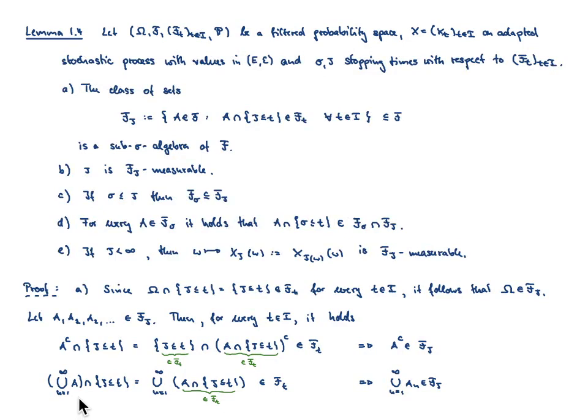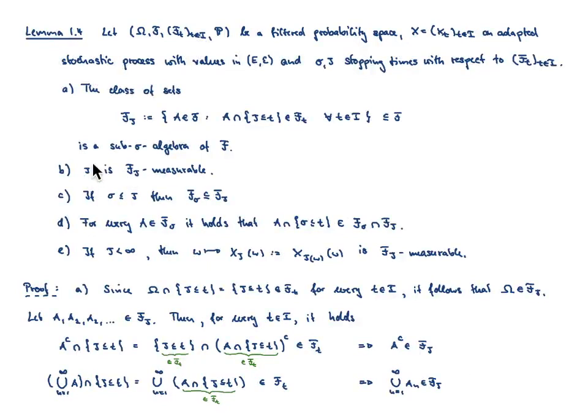Likewise, we can do that also for the countable union. So for that purpose, choose sets A1, A2, and so on from F tau. Let us consider now the countable union of these sets An. Here's a typo, the n is missing. Now we can rewrite that in the following way. That's the union of the intersection of these sets An with the event that tau is less than or equal to t. By assumption, we know that these events are contained in Ft. Since Ft is a sigma algebra, we also know that the countable union is contained in Ft. Hence, we have checked that this event is contained in Ft. This holds true for every t. Hence, we have proven that the countable union is contained in F tau, meaning that indeed this class of sets is a sigma algebra.